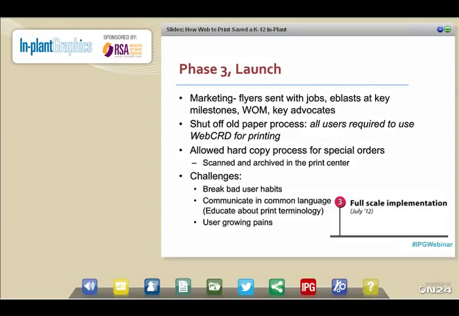So at the beginning of that July of 2012, we eliminated the NCR ordering process. All users were required at that point to use WebCRD to order their printing from us. Now, there is a tool in WebCRD that allows for hard copy ordering, but it does allow the billing and everything to go through WebCRD, even though the hard copy is still coming down. So we still allow that, but it's decreased considerably over the years. We did have some challenges to get over.